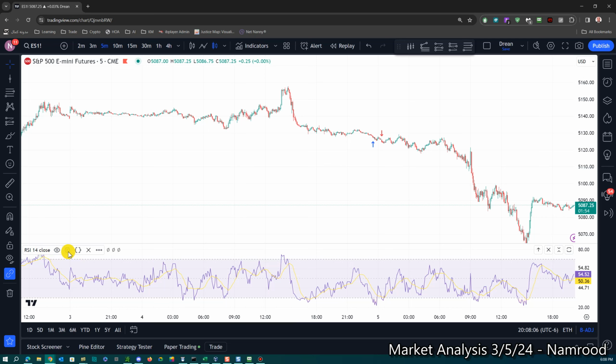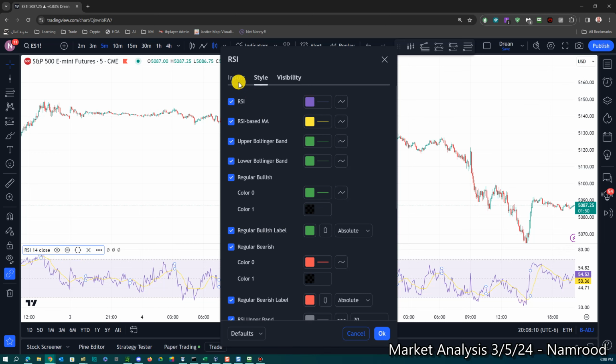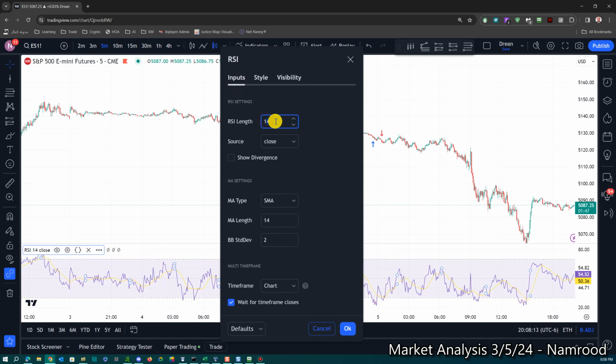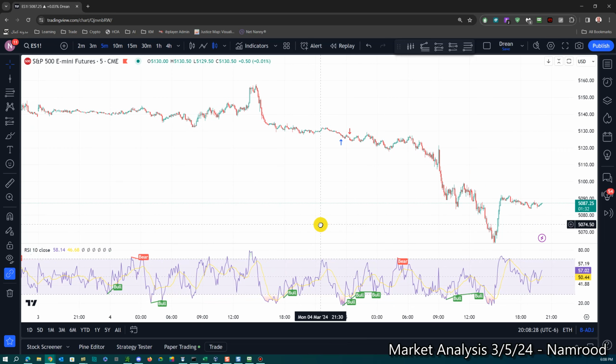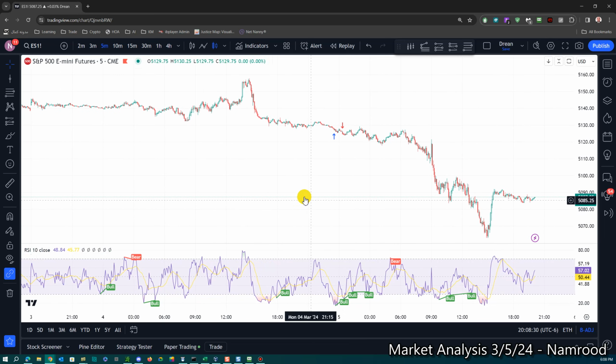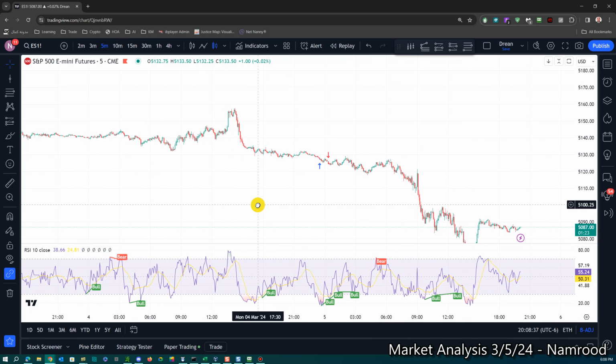Another thing I want to show you is that there are always settings for the RSI or any indicator. I like to have the RSI of 10. This will give you like 2 weeks of trading, and there is a nice thing here called show divergence, and we'll see this in a moment. So I'll talk about this, but for now, this is actually how you set up your RSI.